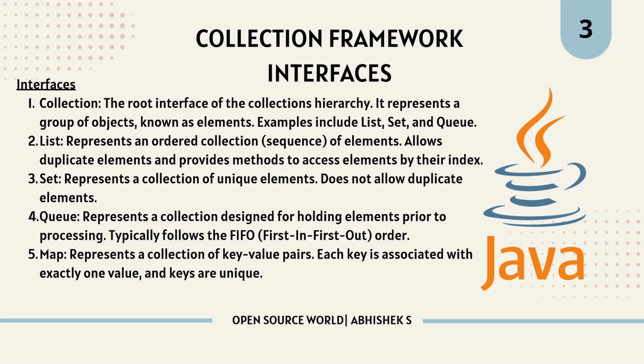And the map represents a collection of key-value pairs. Each key is associated with exactly one value and keys are unique. So in a map, for each element there should be a key and a value. For example, the key should be unique, right? So using the key only we will be accessing the value of that particular key. Suppose 7 is the element which I need to store in the map, and for 7 I need to store a particular key. So just like how we access list elements using the index, using the key we will be accessing the map elements. That's as simple as that.